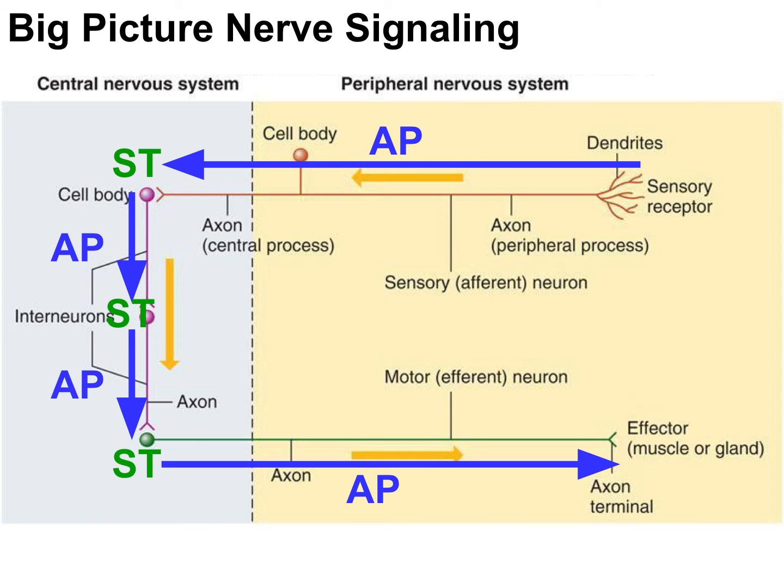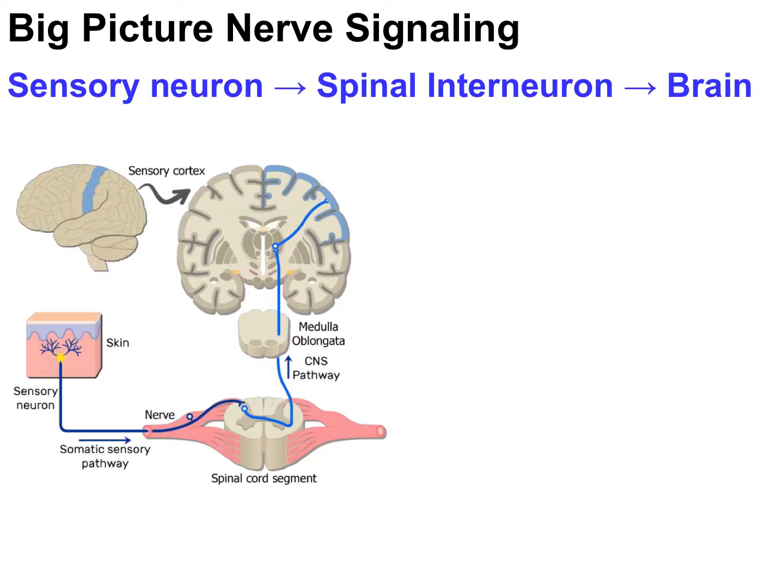Let's see how this would look more anatomically. All right, so here's a sensory pathway where there's a sensation felt by the skin, and a peripheral sensory neuron sends information this way to the spinal cord and a spinal neuron, and then the spinal neuron relays the information to your brain, and specifically a part of the brain called the sensory cortex.